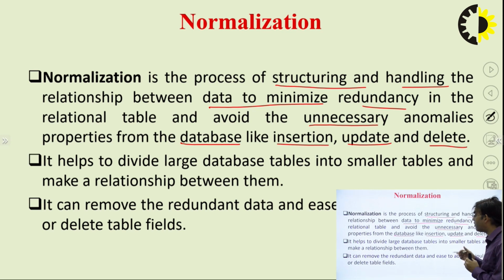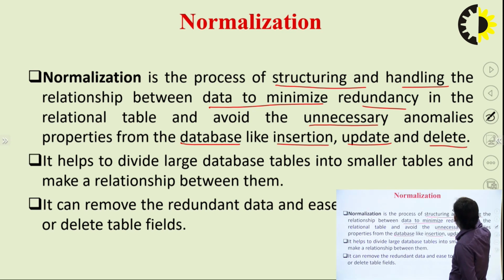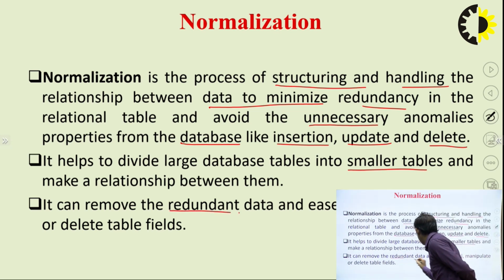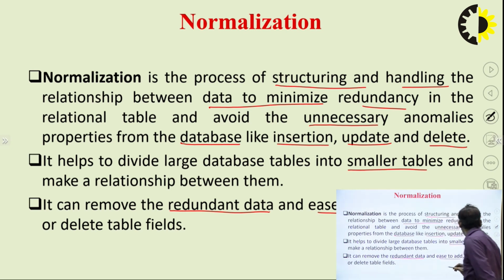What is the second point of normalization? Let's suppose we have a large table. What will happen in normalization? We have to divide the large database, the large relation, into smaller tables, so that there exists a relationship between all the tables. This is the second point of normalization. And third, it can remove the redundant data and make it easy to add, manipulate, or delete the table field.